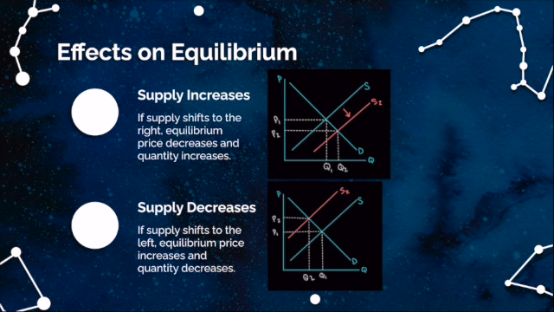Now, for the effects on equilibrium. When supply increases, the curve will shift to the right, and the equilibrium price decreases while the quantity increases. When supply decreases, the curve shifts to the left, and equilibrium price increases and quantity decreases.